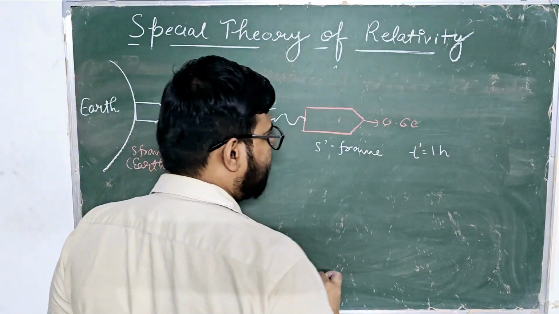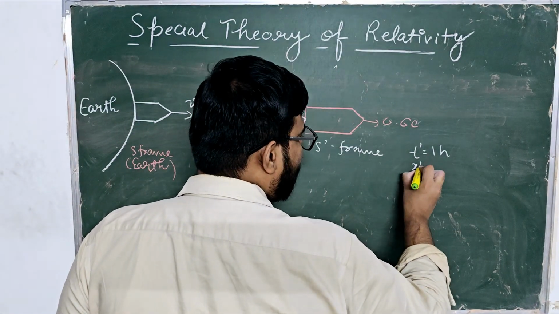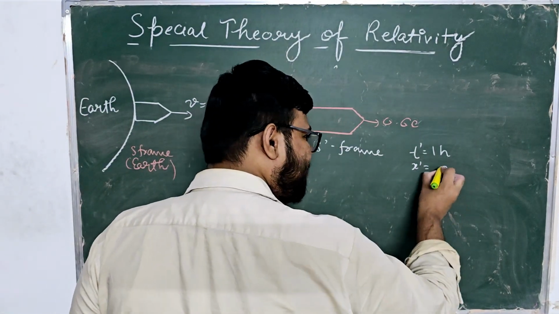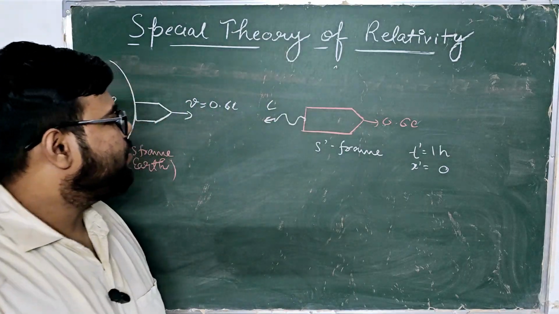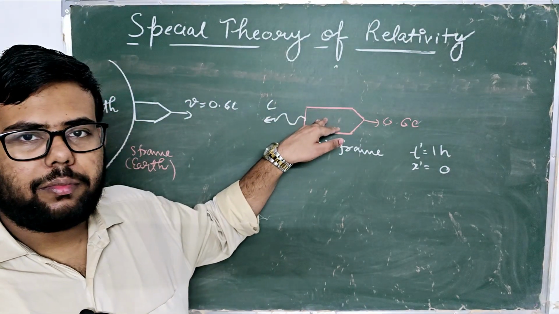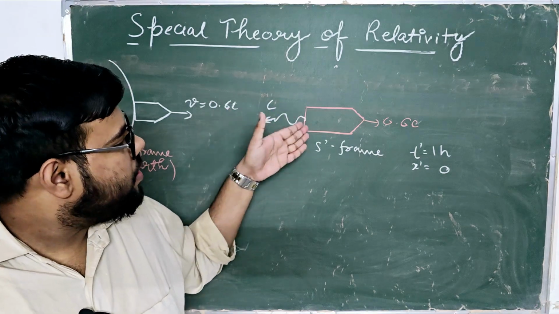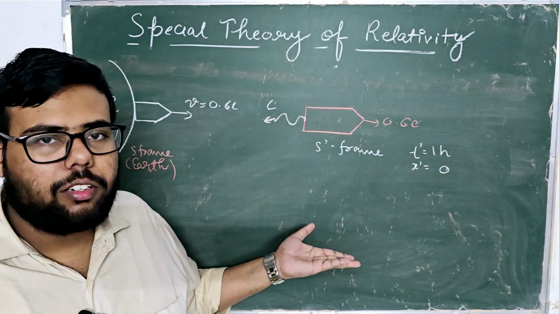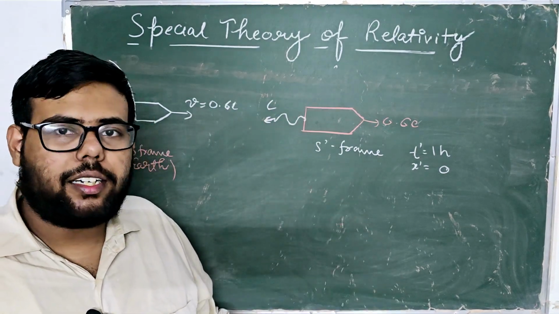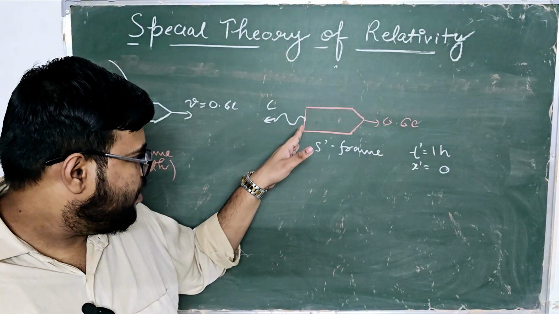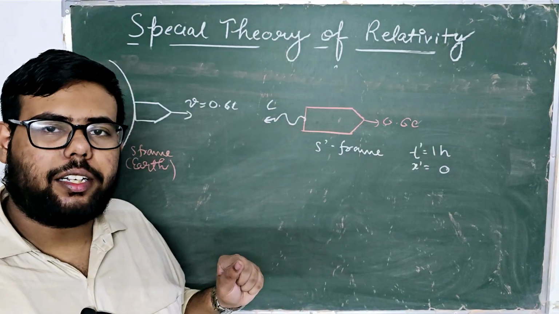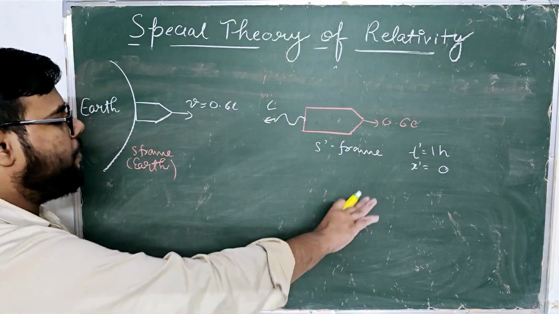And x prime will be what? 0. Because for the observer in the rocket frame, he is at rest, right? So it means x prime will be 0 because he is at the center now. He will consider himself as the center, right? That is, x prime will be 0.